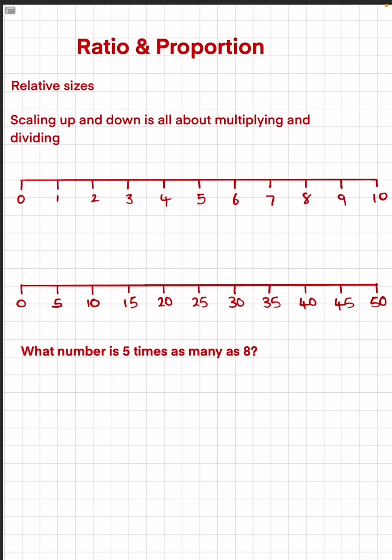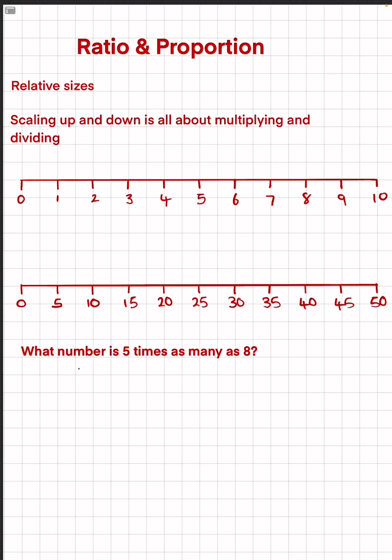In this clip, we will be looking at relative sizes. Scaling up and down is all about multiplying and dividing. So scaling up by a factor of 4 just means we are multiplying by 4, and scaling down by a factor of 4 means we are dividing by 4.